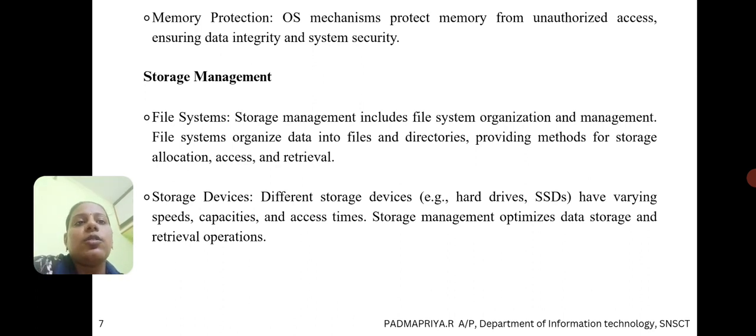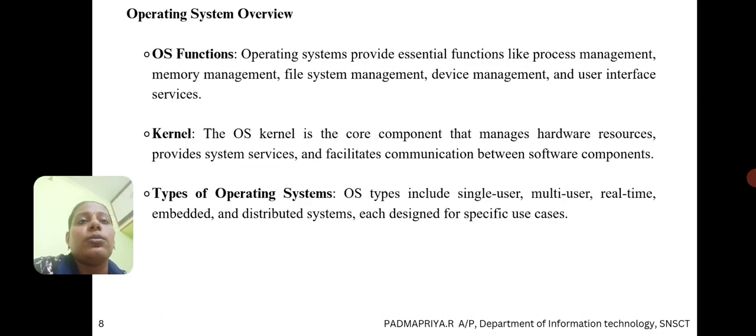File systems: storage management includes file system organization and management. File systems organize data into files and directories, providing methods for storage allocation, access and retrieval. Storage devices: different storage devices have varying speeds, capacities and access times. Storage management optimizes data storage and retrieval operations. So these are all the operating system overview. What is an operating system? In this explanation, we will have a very clear idea about the operating system.